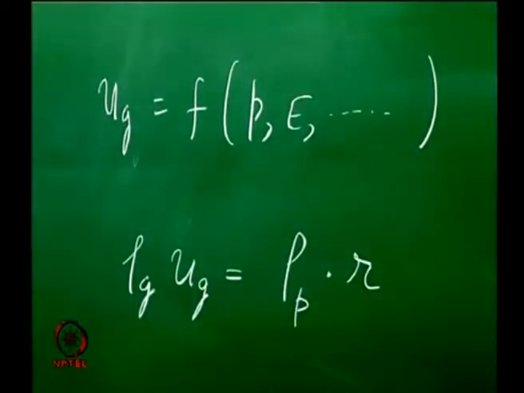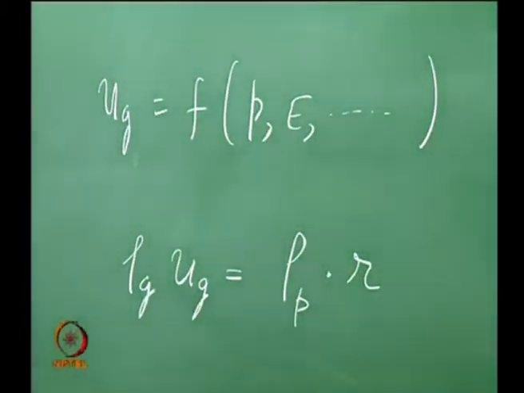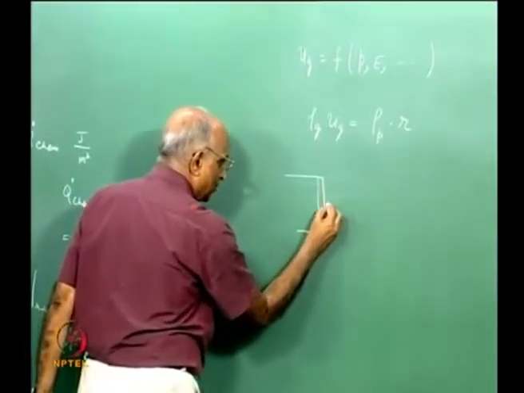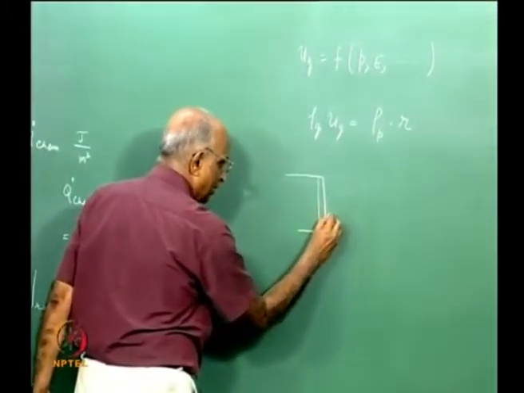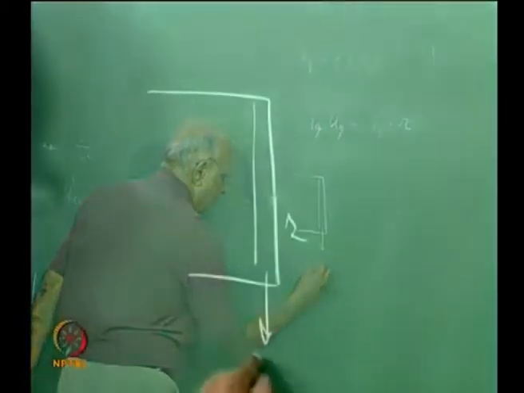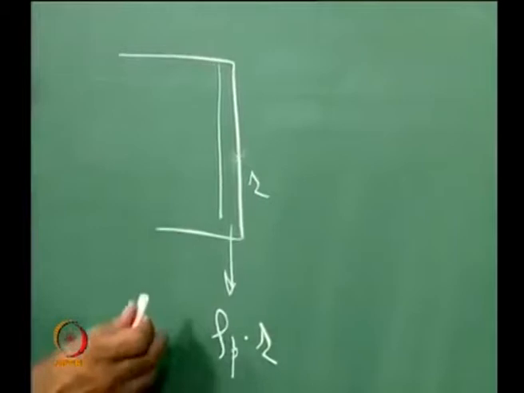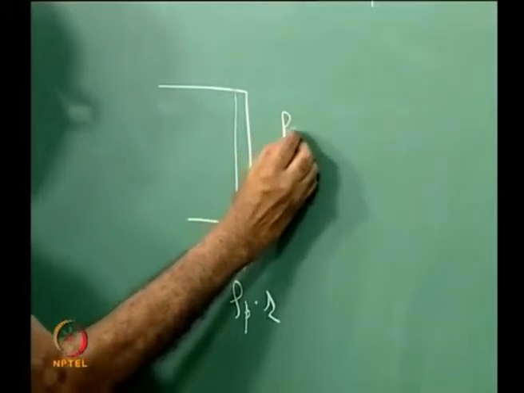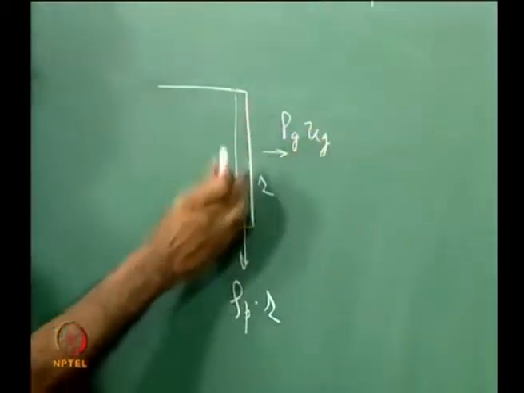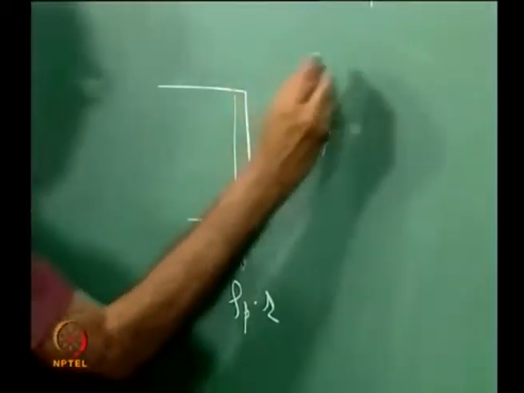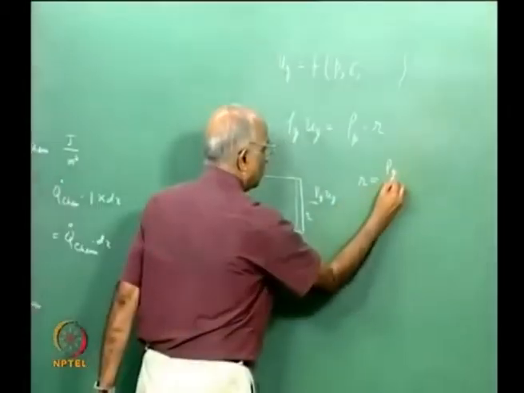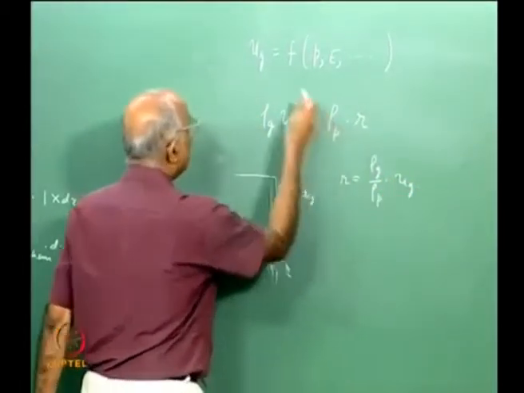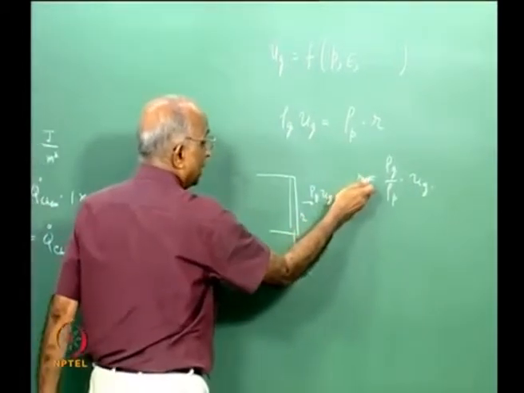I think here some concentration is required. All what I am saying is I have a solid which regresses at a rate r, that means the rate at which the propellant is burning is r, and the mass which is getting generated is equal to rho p into r because I have unit surface area, and the rate at which gas is getting generated is equal to rho g into Ug per unit surface area. Therefore, the burn rate goes as rho g by rho p into something like Ug over here.